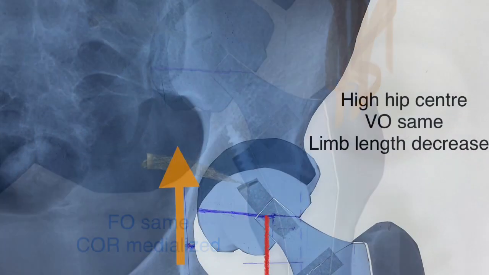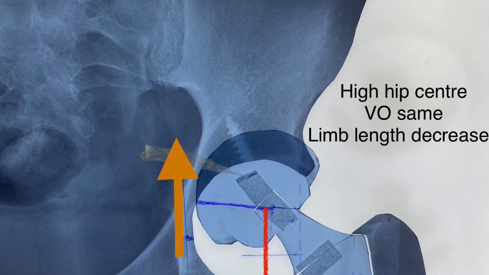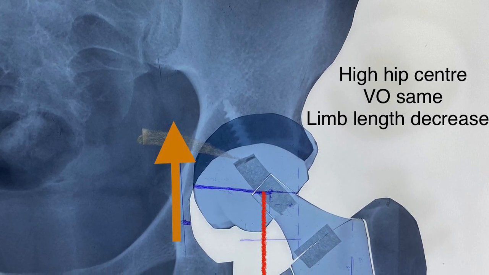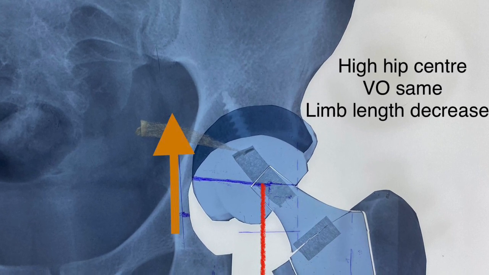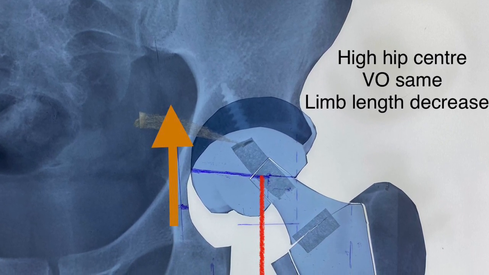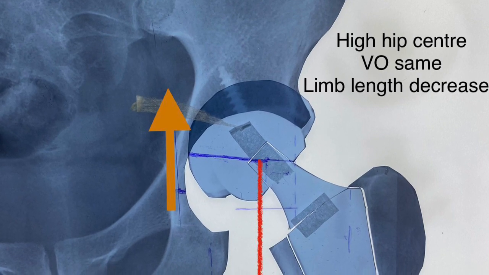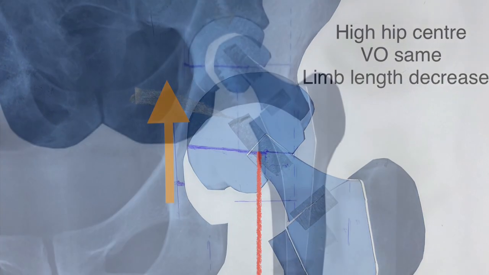When you place the cup at a higher than normal position in order to get good bone coverage, as often occurs in dysplastic hips, you actually shift the center of rotation superiorly. However, the vertical offset does not change. Hence, the limb length here decreases.